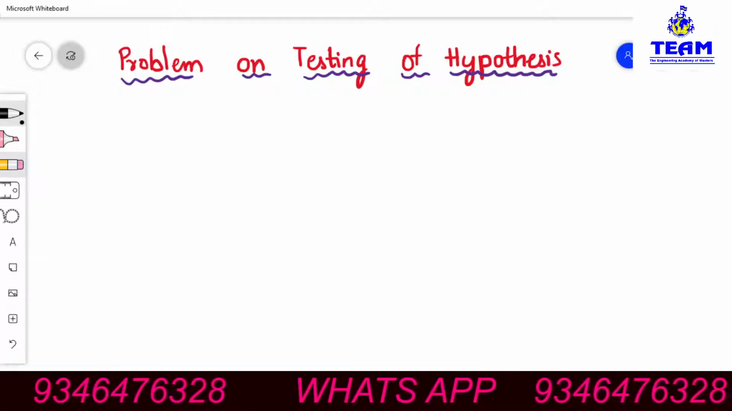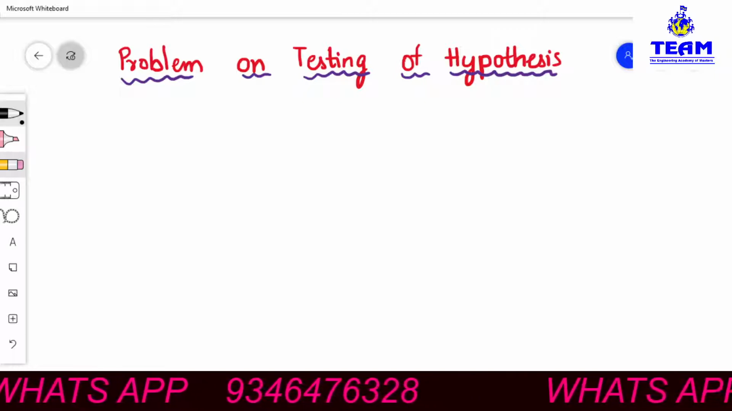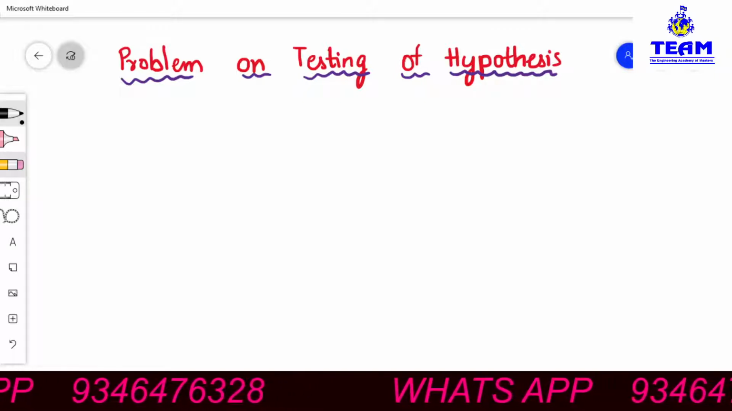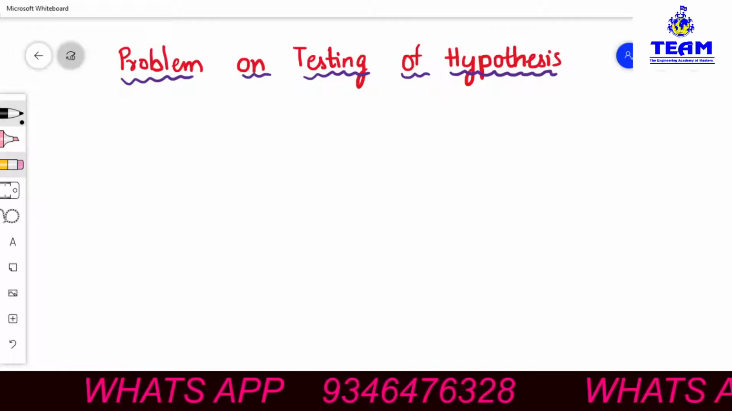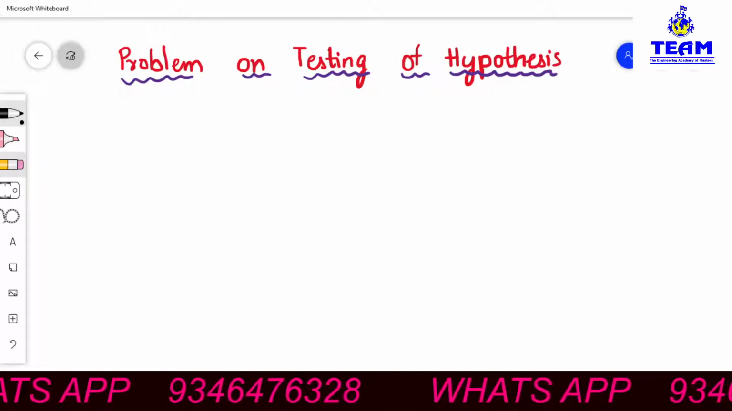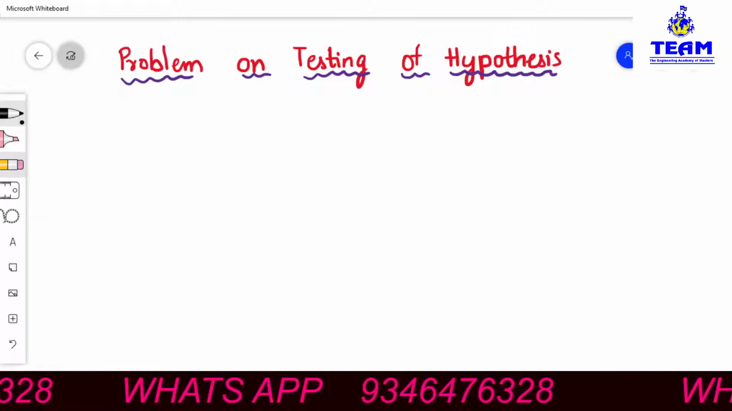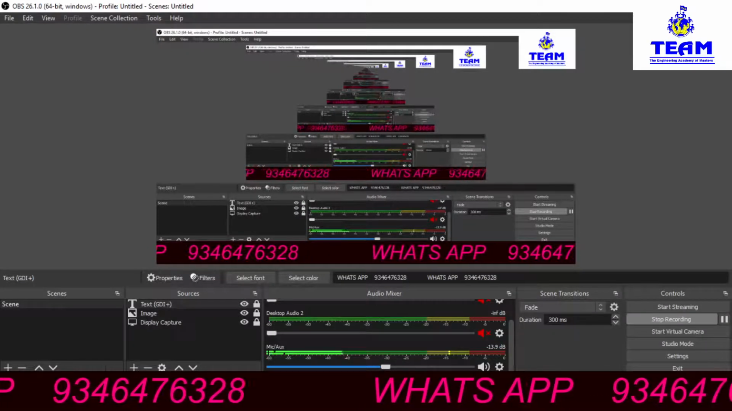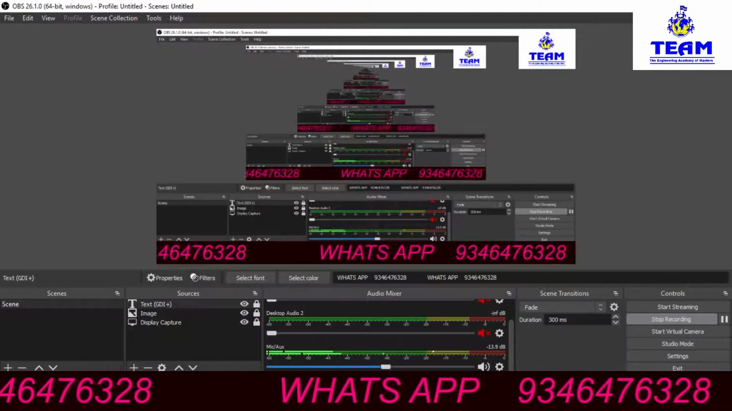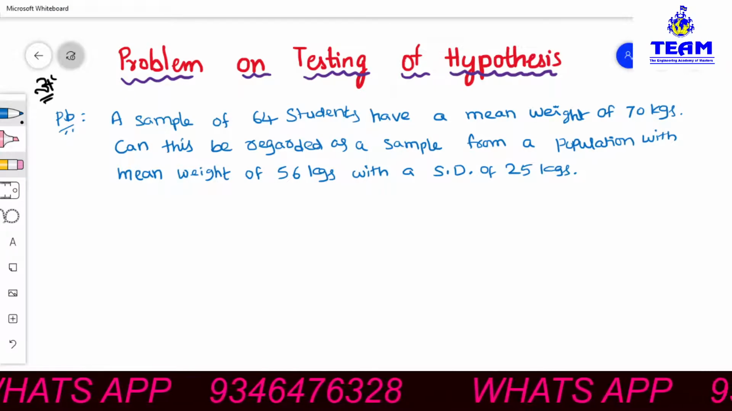Sometimes they may give average in place of mean. Once we identify these, we can confirm it is a mean problem, which can be done by the procedure of testing of hypothesis. First we discuss a problem given below.